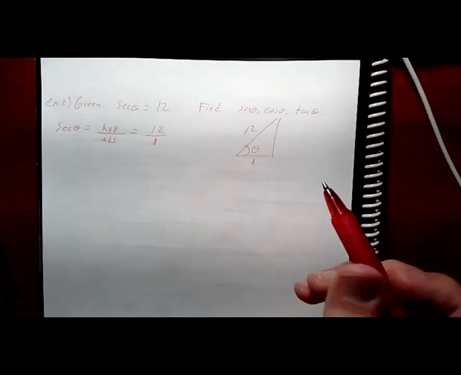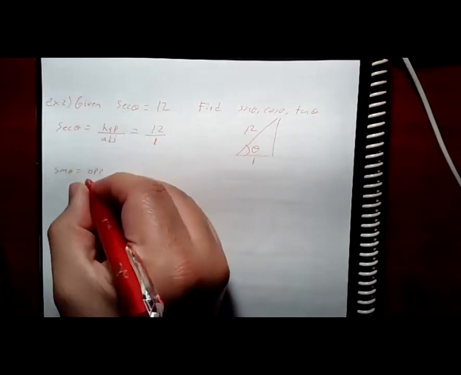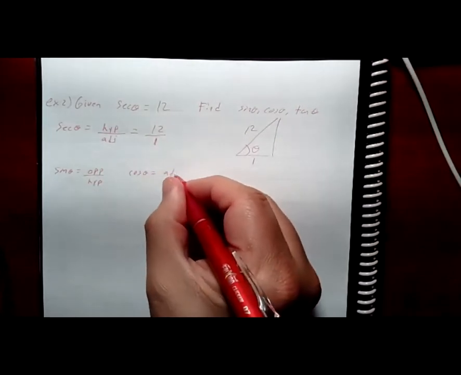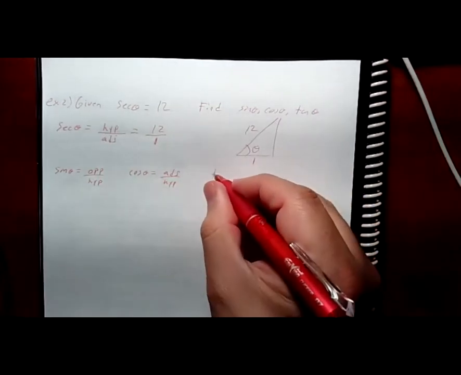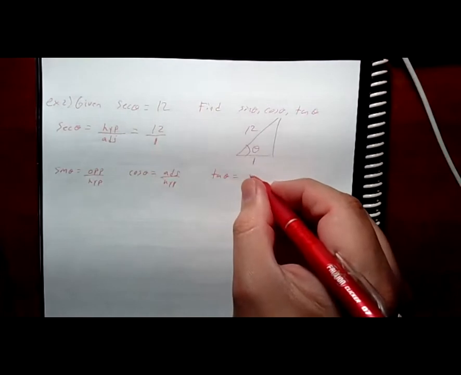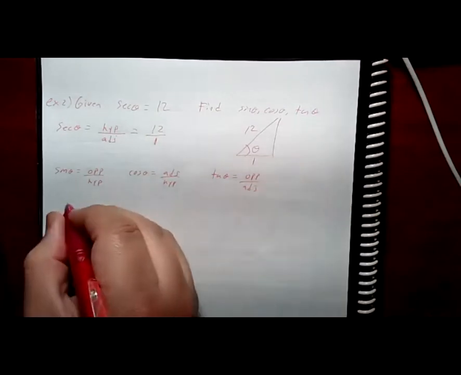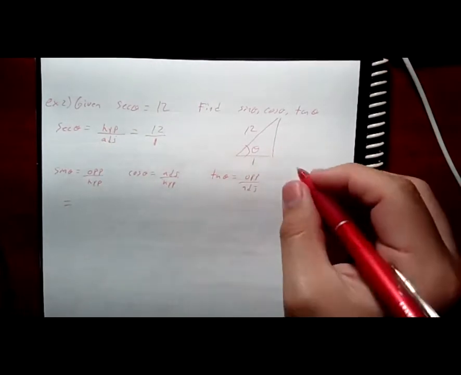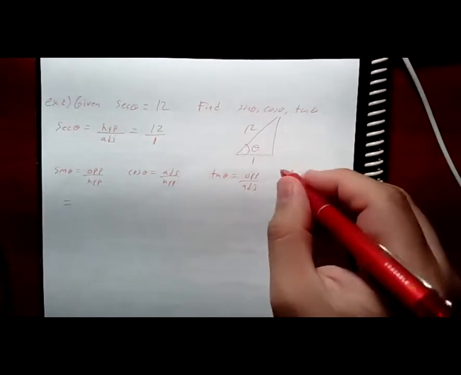Okay, all right. Well, let me know. So we need to find sine. That's opposite over hypotenuse. Cosine is going to be adjacent over hypotenuse. And tangent will be opposite over adjacent. So sine is going to be, shoot, I need the opposite side, right? So we're going to have to do the Pythagorean theorem. So a squared plus b squared equals c squared. So it's my little scratch work over here.